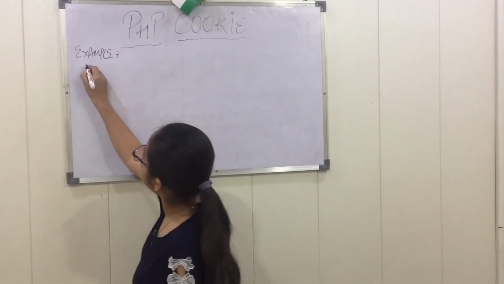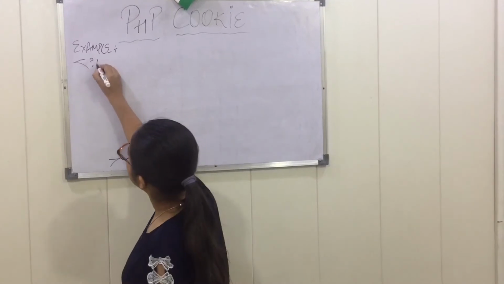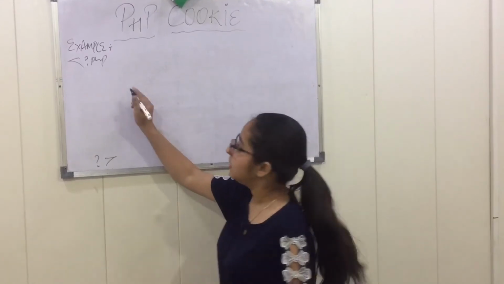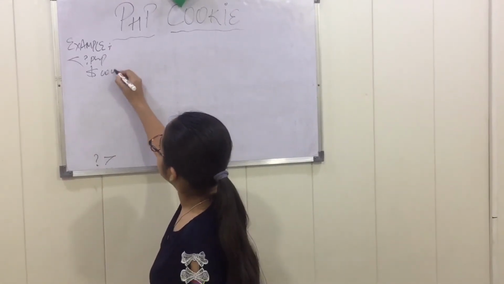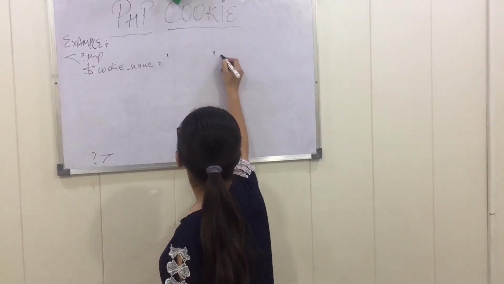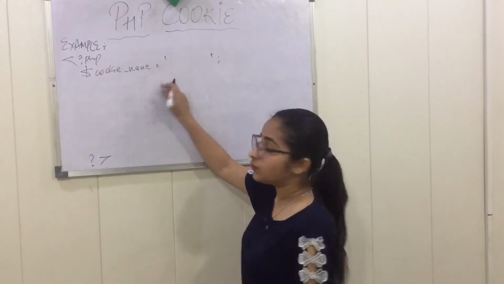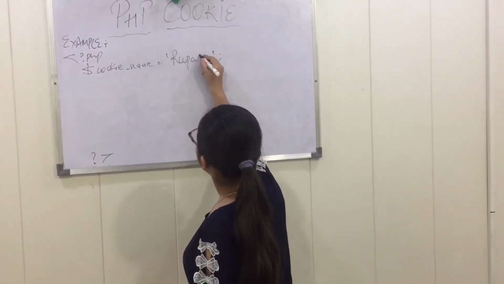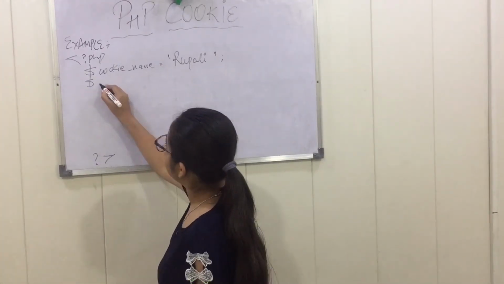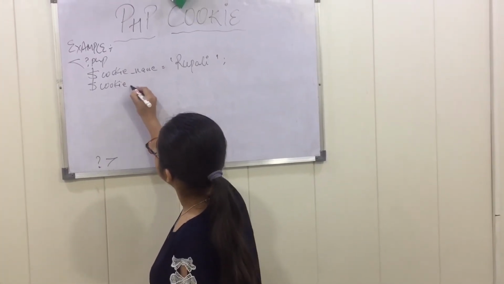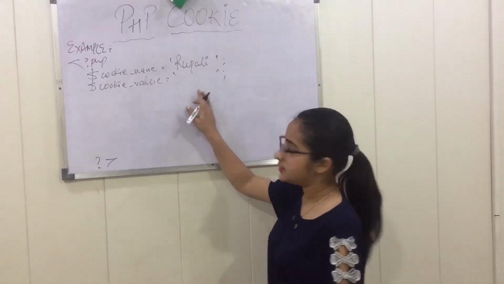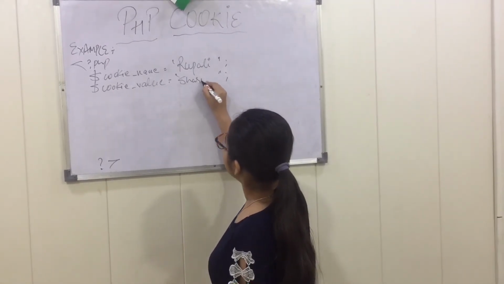The example is like this: PHP tag start and PHP tag close. After that we will take a variable that is cookie name and then the value and then semicolon. Suppose my cookie name is Rupali. After that we will set the cookie value. So we will take a variable that is cookie value and then the value, after that semicolon. Suppose my value is Sharma.